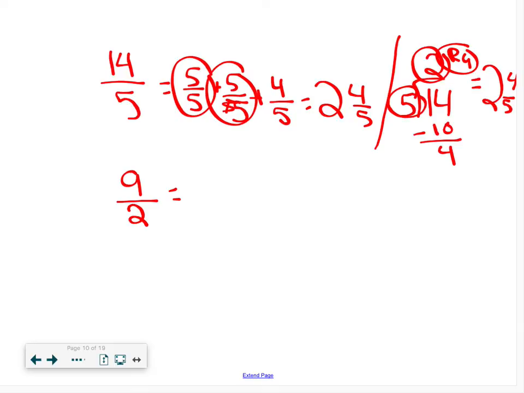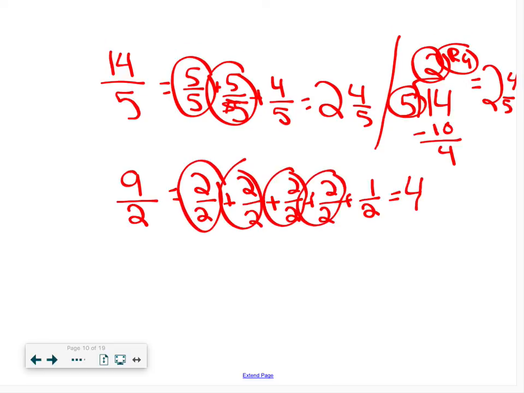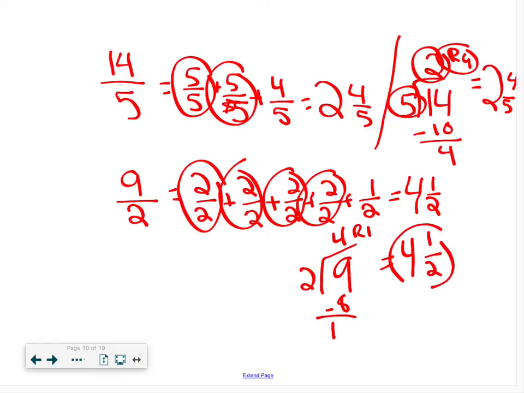Last one is 9/2. Again, I'm thinking how many halves do I have to pull together? There's 2. 4, 6, 8, and I can't go further because that would be 10, and I only need 9. So if I'm at 8, I only need 1 more, and then I can check. 1, 2, 3, 4 wholes and a half, or I could do my division, 9 divided by 2. 2 goes into 9, 2 times 4 gets me to 8. I have 1 left over, and I have 4 1/2 as my answer.